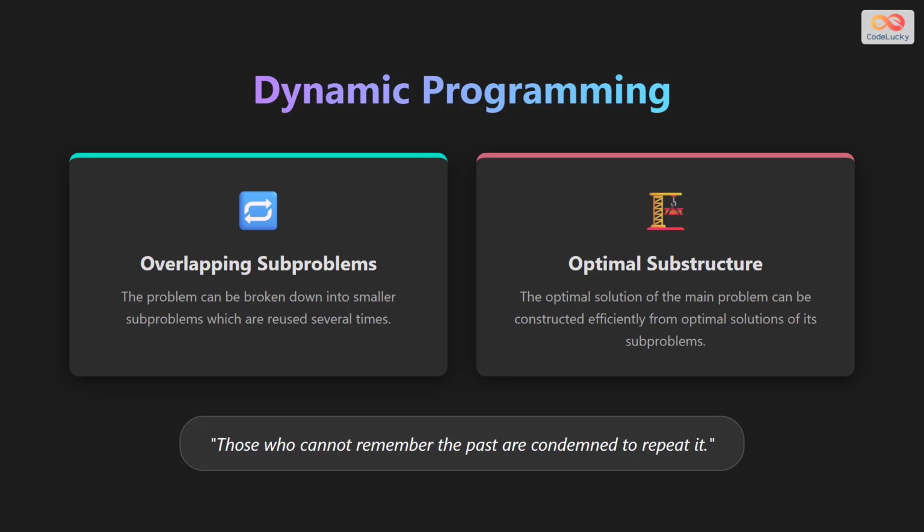This is where dynamic programming, or DP, comes to the rescue. DP is mainly about two things: overlapping subproblems and optimal substructure. In simple terms, if we solve a small problem once, we should store the answer so we never have to solve it again. As the quote says, those who cannot remember the past are condemned to repeat it.